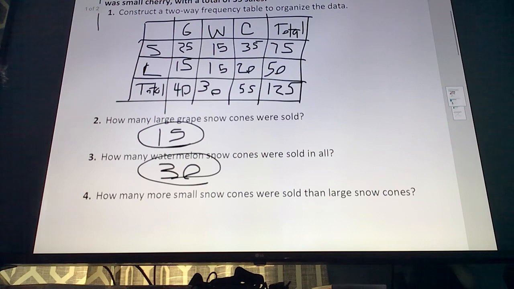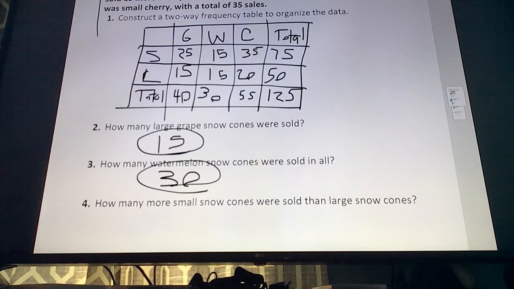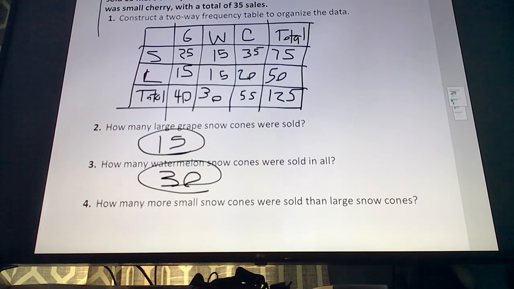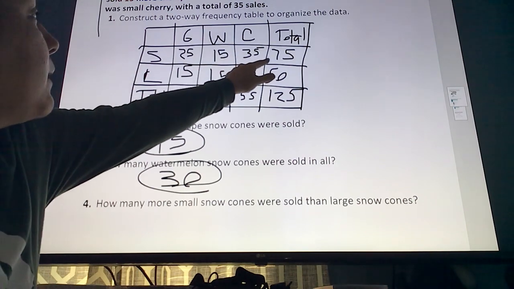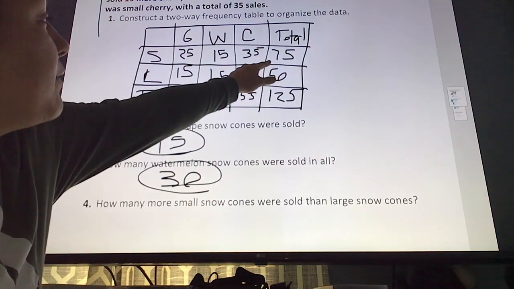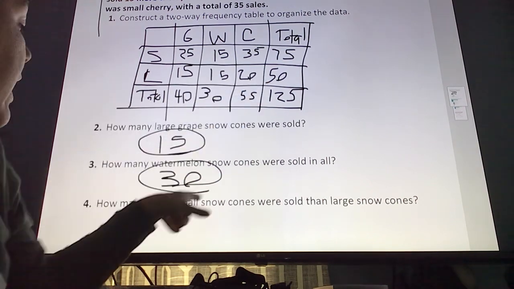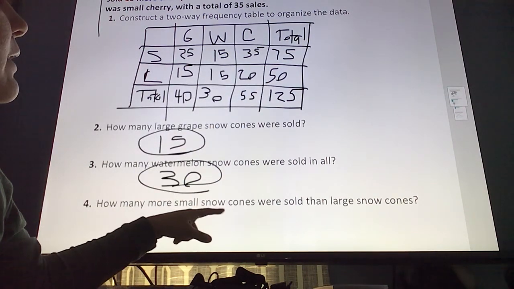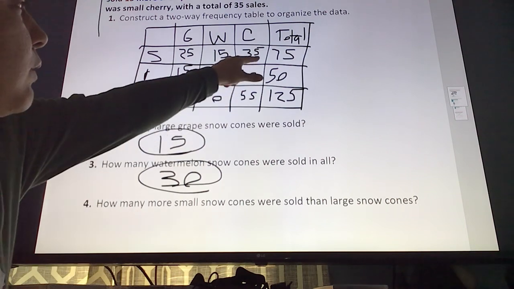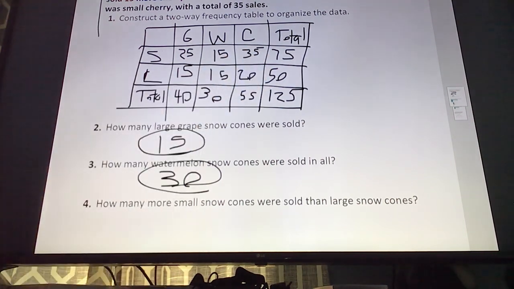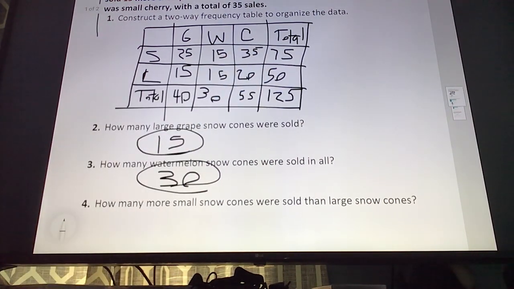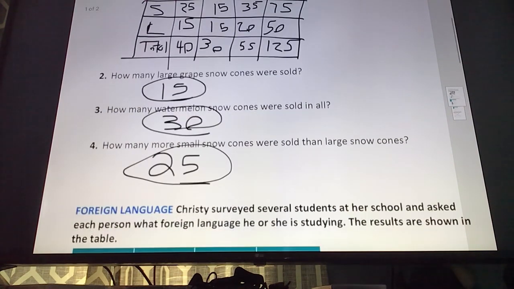How many more small snow cones were sold than large snow cones? Well, I sold 75 small ones and 50 large ones. So how many more small did I sell than large? You can say 75 minus 50, and that's going to give us 25. I almost said 15.